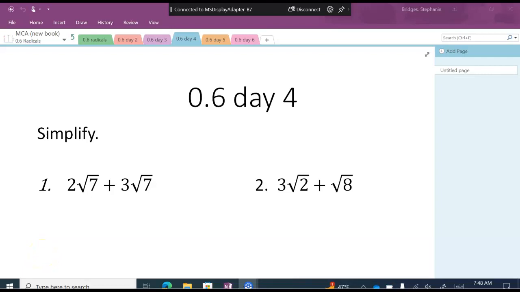All right, so the one rule with adding and subtracting radicals is slightly different than the multiplying. Two things have to happen in order to add them. They have to be the same index, so square root and a square root, cube root and a cube root, fourth root and a fourth root. But also the radicand, that number under the radical, has to be exactly the same in order to add them.